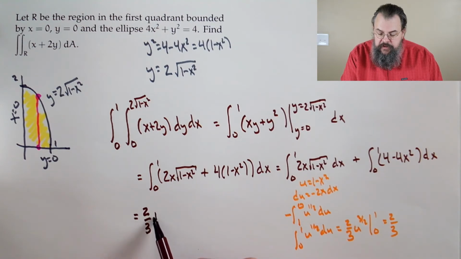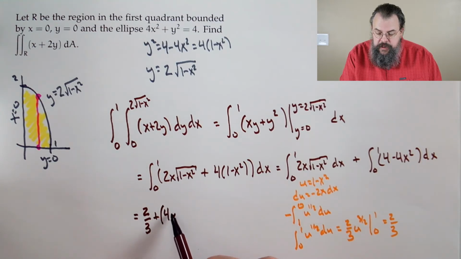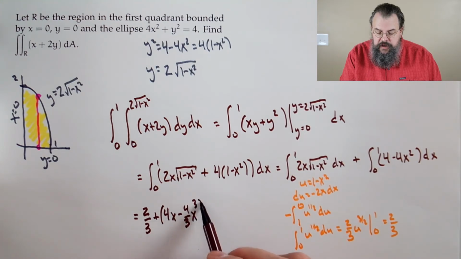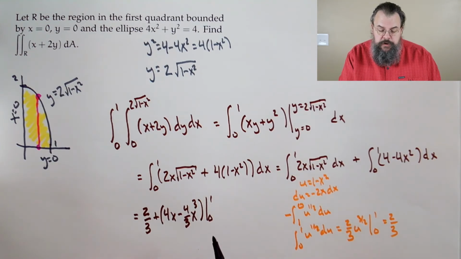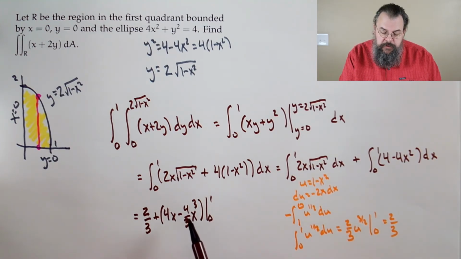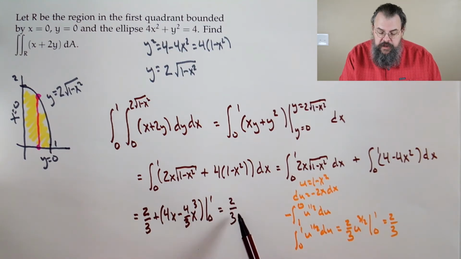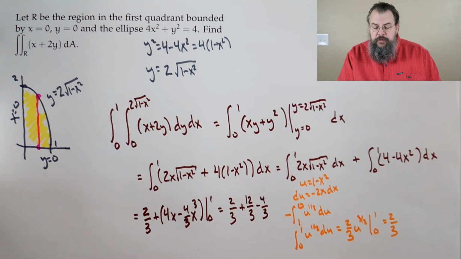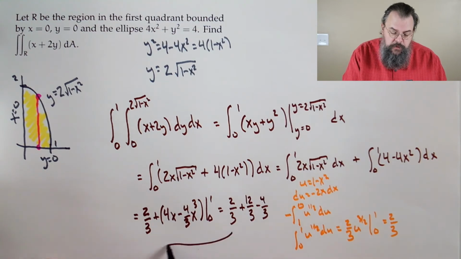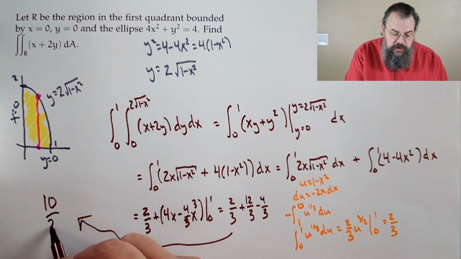And then plus, well, we still have to do this integral. Okay, what will that be? Well, 4 times x minus 4/3 x cubed. And we're going to evaluate 0 to 1. And, well, when you plug in 0, you get 0. And so plug in 1. So we end up with 2/3 plus 4. Well, we can write that as 12/3 minus 4/3. Okay, well, 2/3 plus 12/3 minus 4/3 leaves us with 10/3.